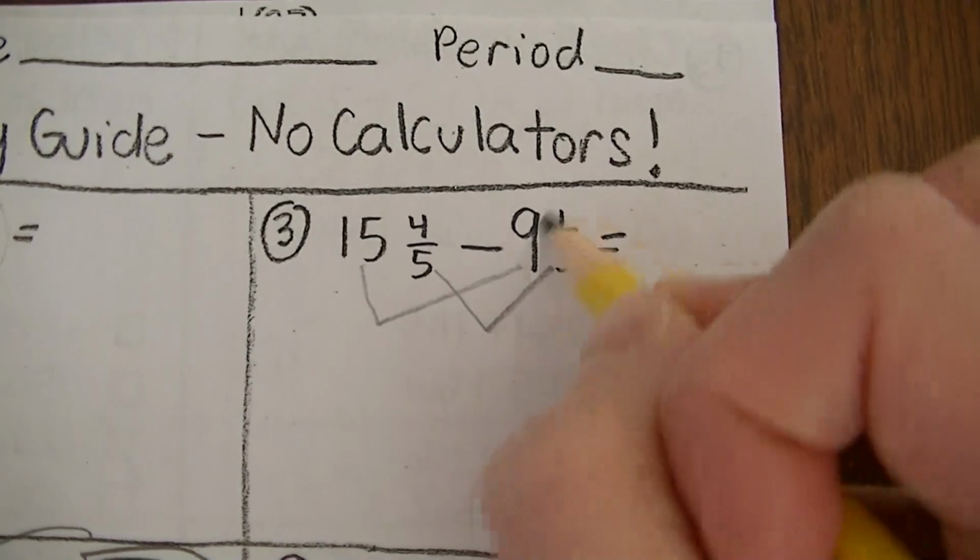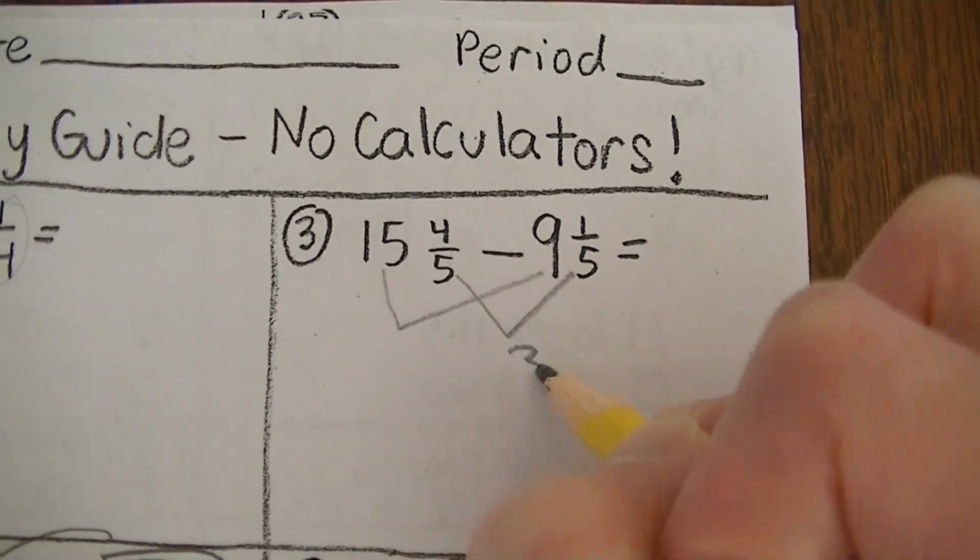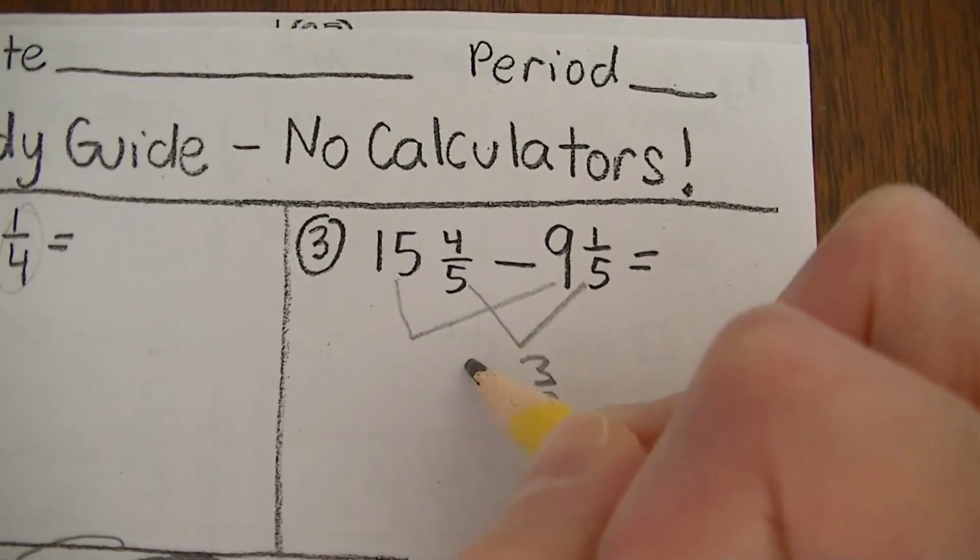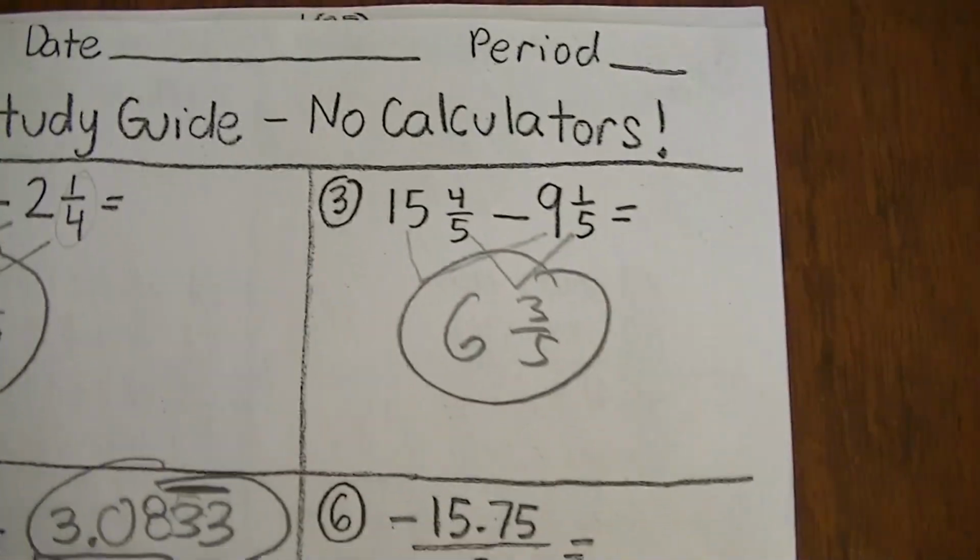Okay, same common denominator, so 4/5 minus 1/5 is 3/5. 15 minus 9 is 6, so 6 and 3/5.